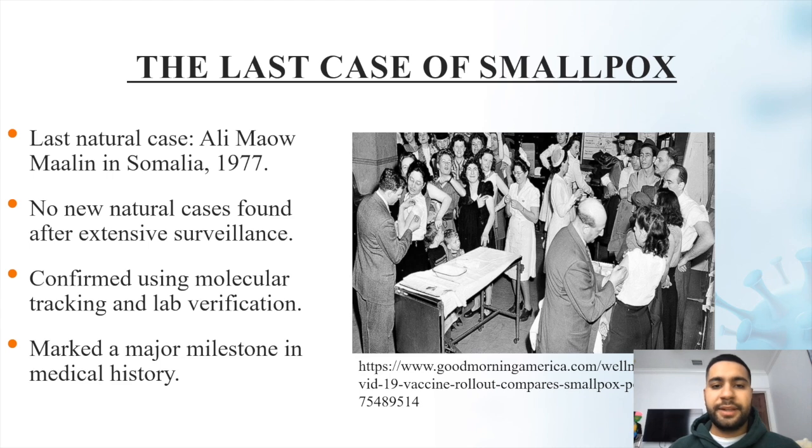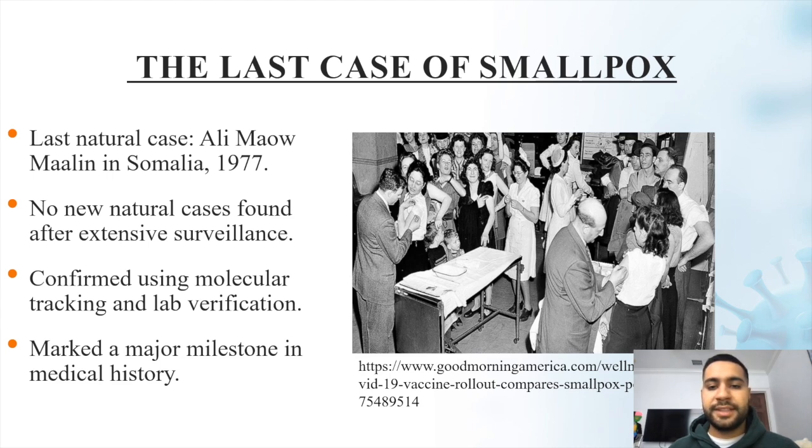All this effort came to fruition. The last naturally occurring case of smallpox was in 1977, in a man named Ali Maow Maalin in Merka, Somalia. He was a hospital cook and hadn't been vaccinated and got infected while handling patients. Ali recovered, and luckily there were no secondary transmissions.